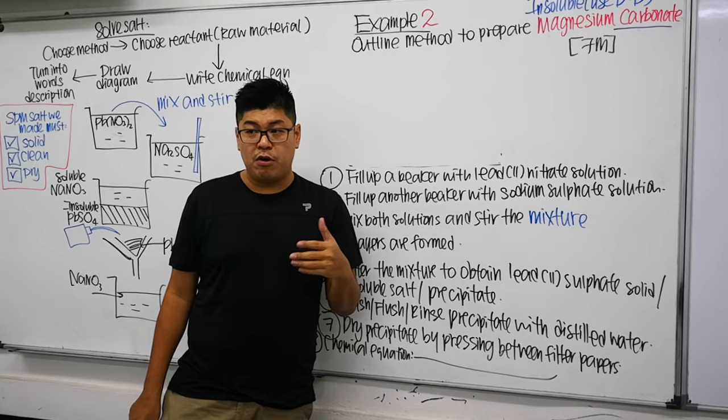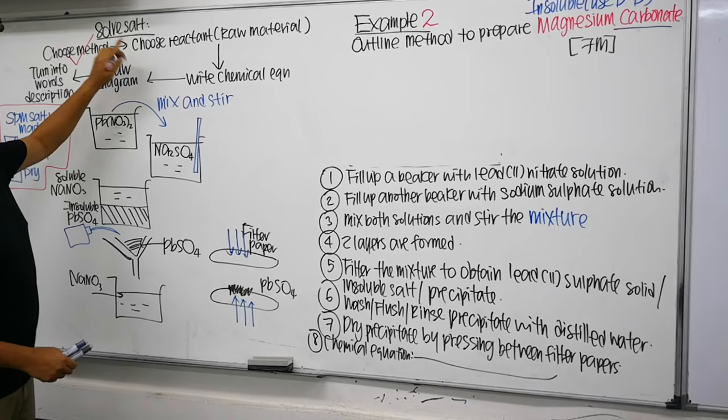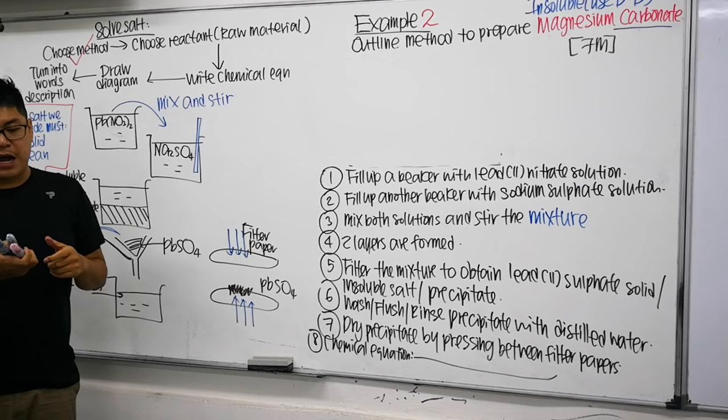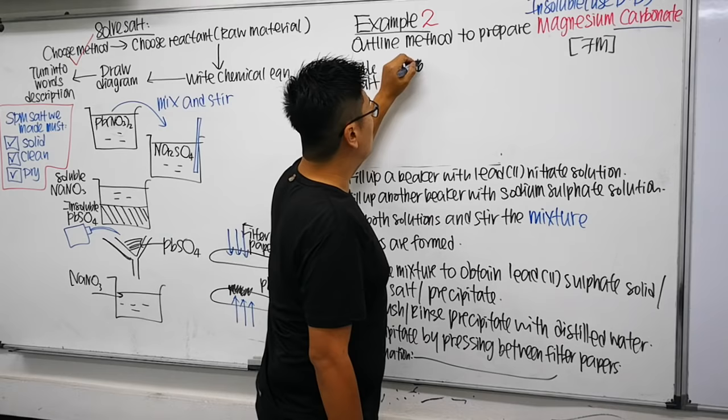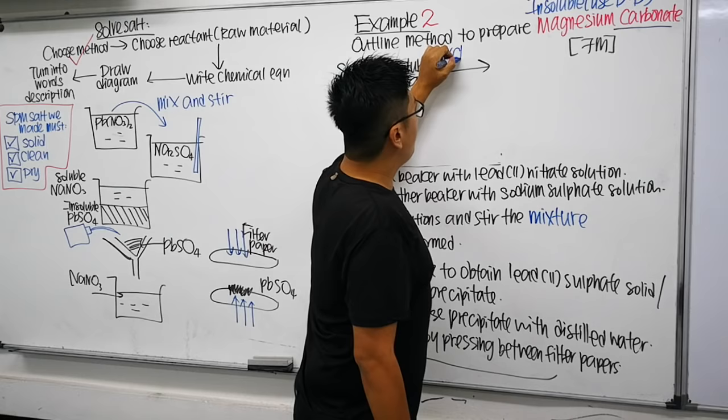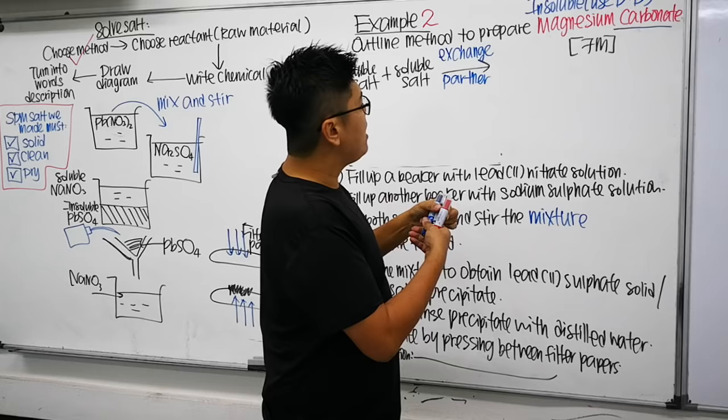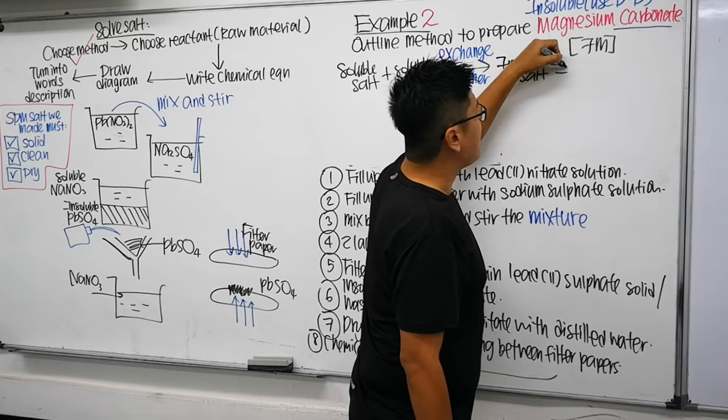So the next thing is that we have to choose the right chemical or raw material. What is the raw material for double decomposition? Guys, what is the important concept we learned just now? Double decomposition is soluble salt plus another soluble salt. When two soluble salts mix together, they will exchange partners. So when two soluble salts exchange partners, you get the insoluble salt that you wanted, and also another side product, a soluble salt that you don't want. Is it okay? For me, this is the most important step.